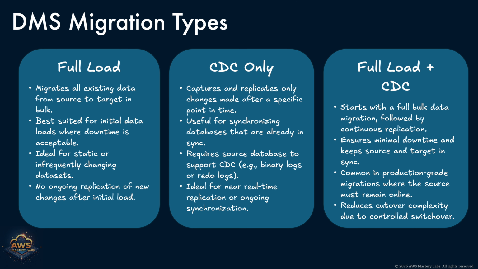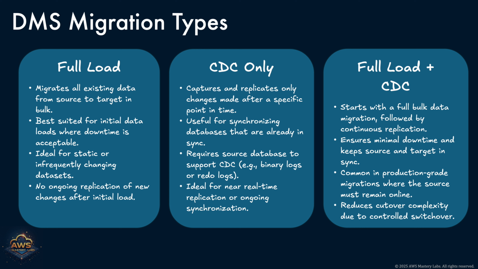When using AWS Database Migration Service, understanding the different types of migration modes is essential to choosing the right strategy for your workload. DMS supports 3 primary migration types: full load, change data capture, CDC only, and full load with CDC. Let's start with full load.